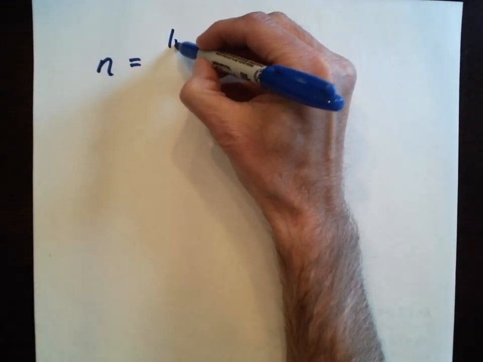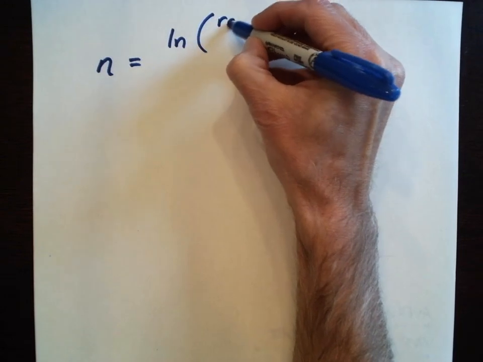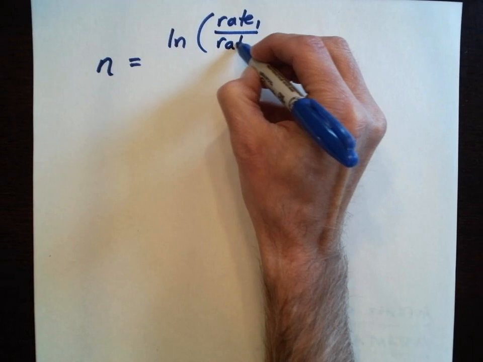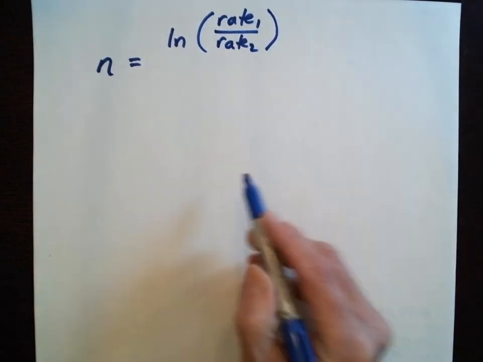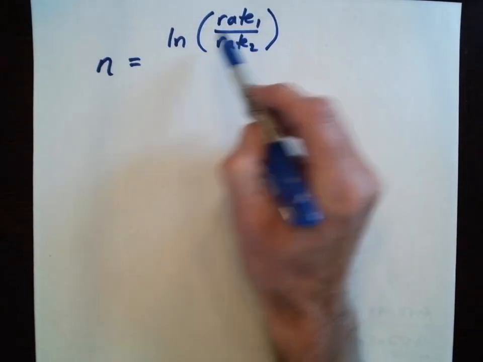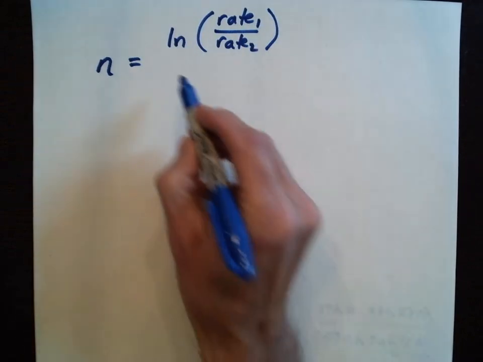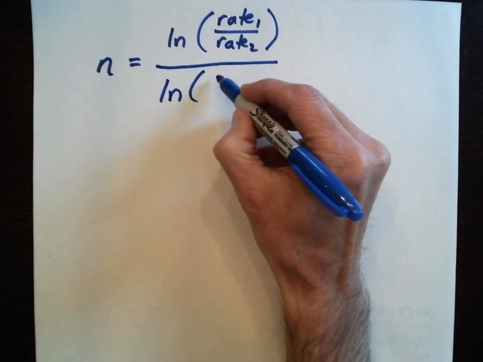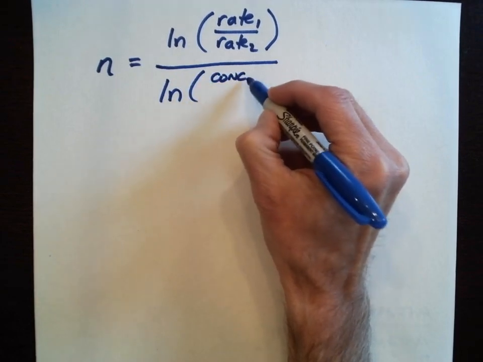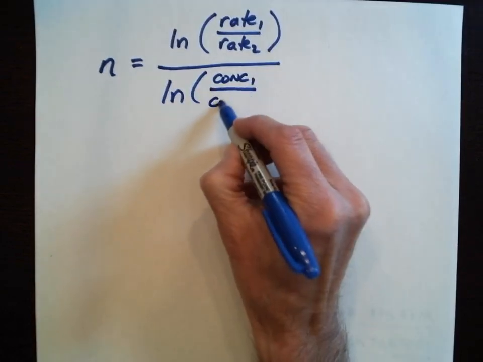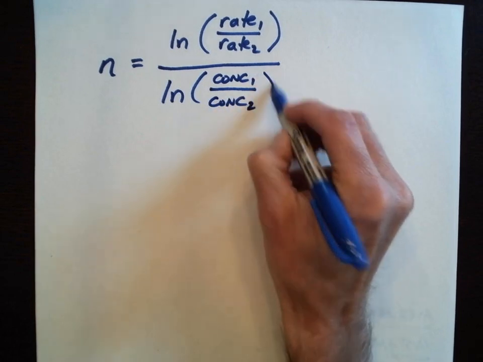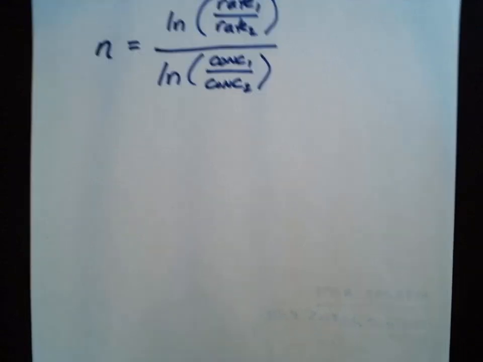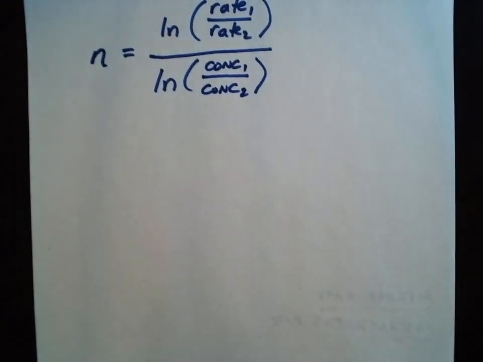We take the natural log of the rate measured under the first condition divided by the rate observed under the second condition. Notice we take this ratio and then we take the natural log of the ratio. And then we divide this by the natural log of the concentration under the first condition divided by the concentration under the second condition. That's really mathematically what we're doing. So let's apply this to a particular example.